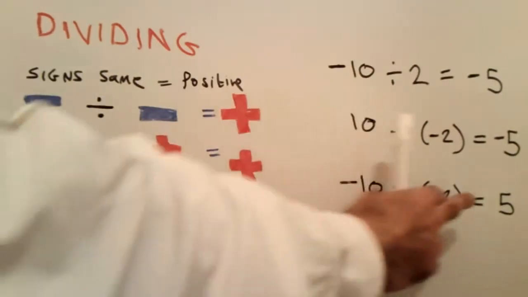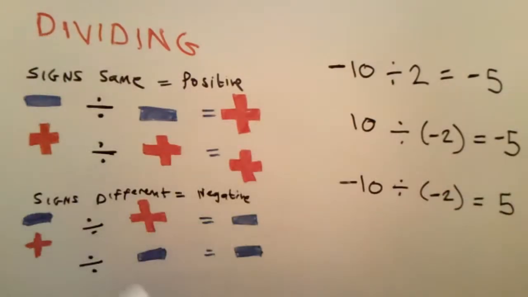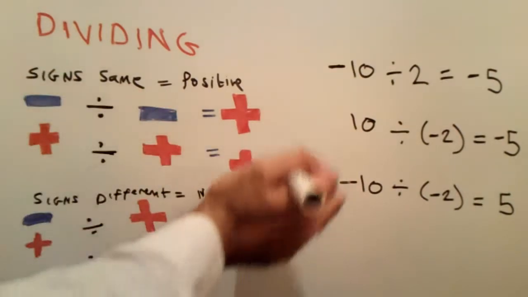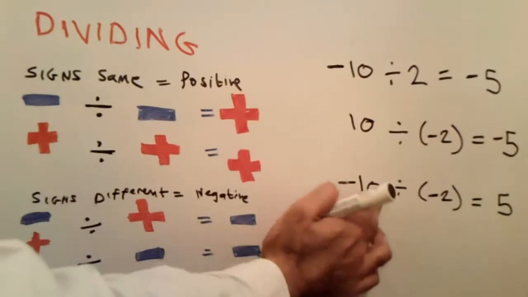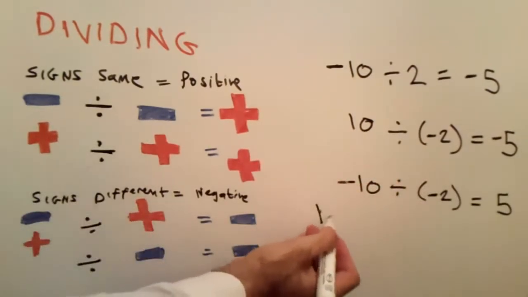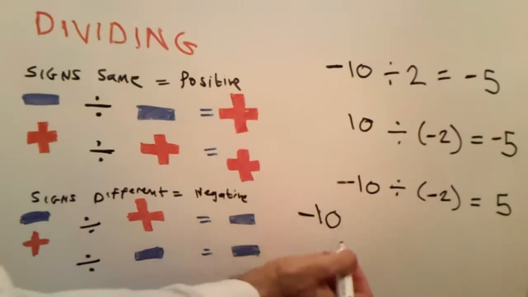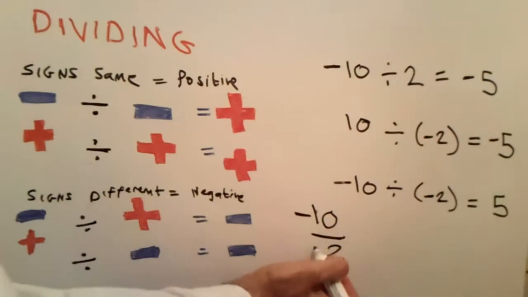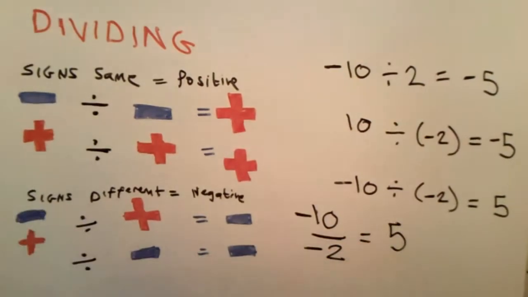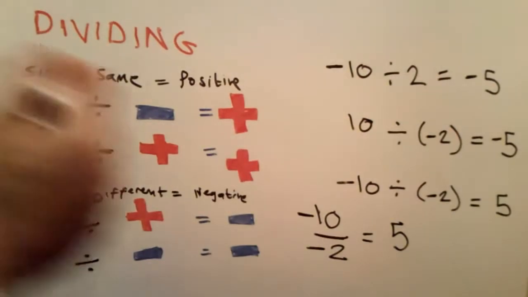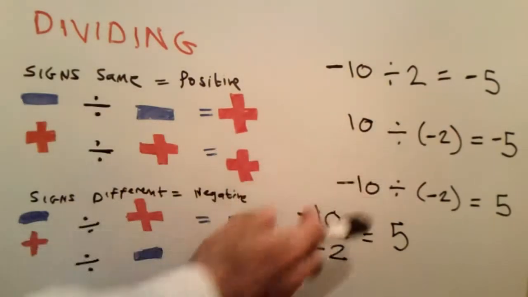We get a positive, so the answer is 5, positive 5. Now just one thing, because we're dividing, remember we can write them down. So negative 10 divided by negative 2 is equal to 5. So we can write them down like fractions as well.